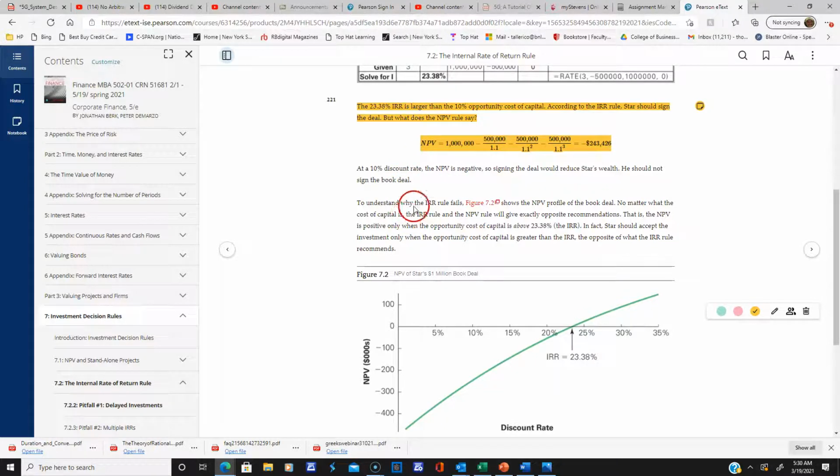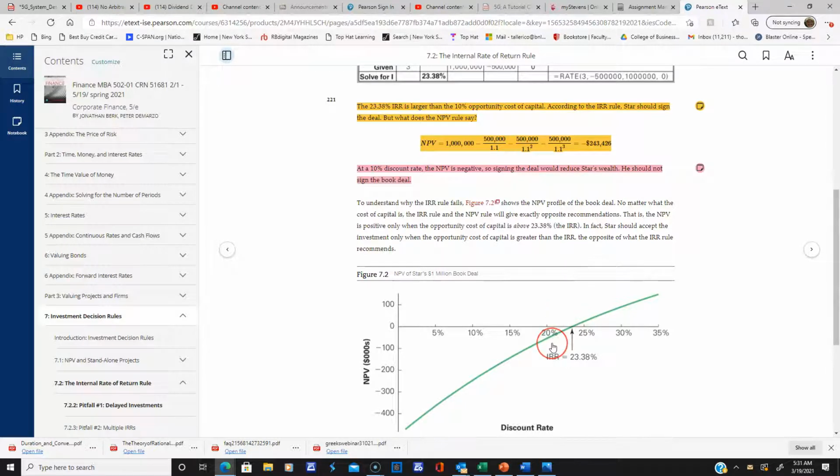So we have to look at the graph and see what's going on. At a 10% discount rate, the net present value is negative, okay, as you can see. So signing the deal would reduce Starr's wealth. He should not sign the book deal. So now we have two things that are not agreeing with each other. So we have to look at a graph to understand why the internal rate of return fails.